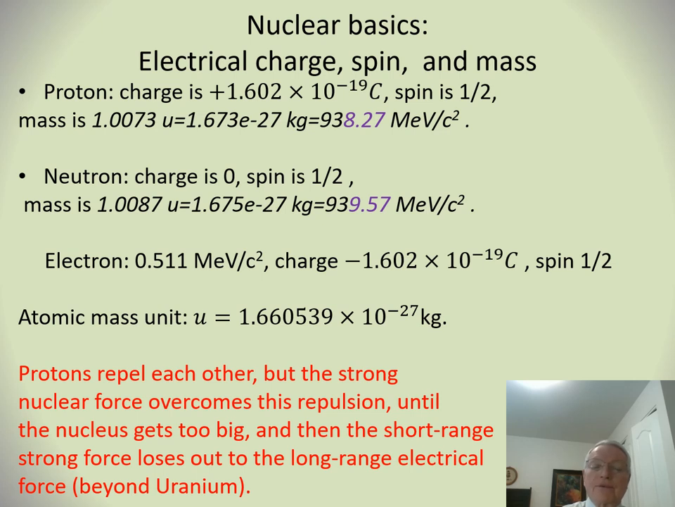And we're going to use this today. An atomic mass unit is 1.660539 times 10 to the minus 27 kilograms.